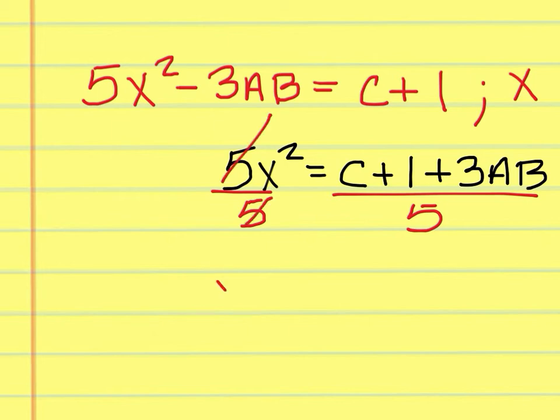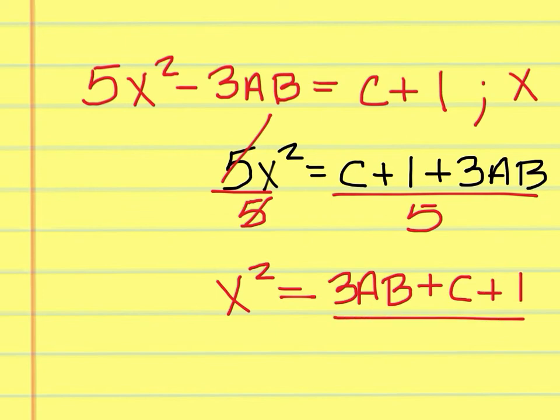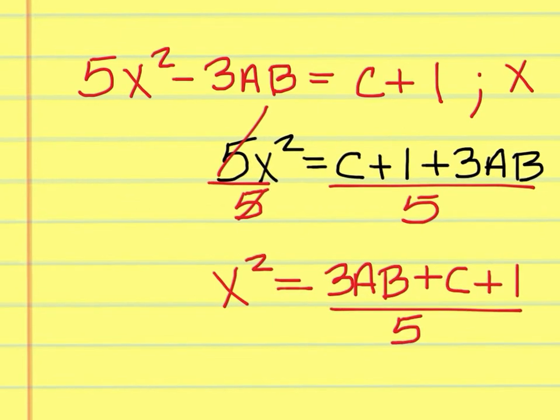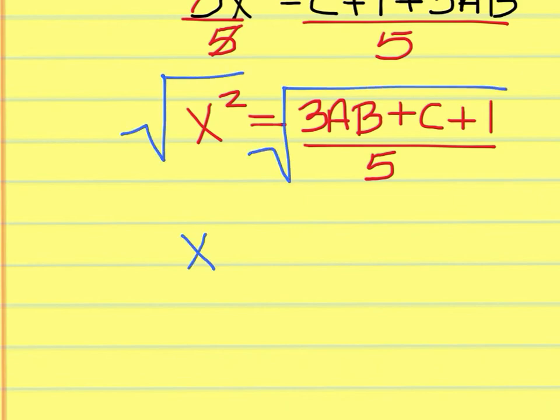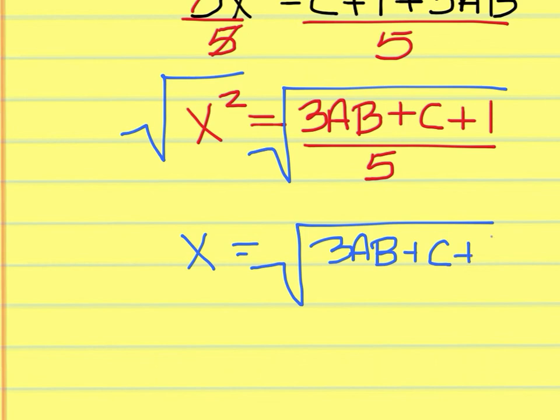These cancel out, and you're left with x squared equals, and you can put this in somewhat of an alphabetical order, 3ab plus c plus 1 over 5. And then to undo the square, you need the square root of both sides to get x equals the square root of 3ab plus c plus 1 over 5.